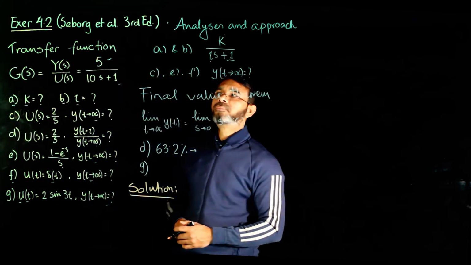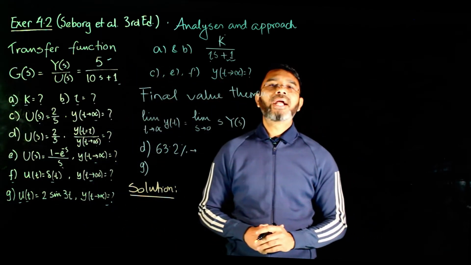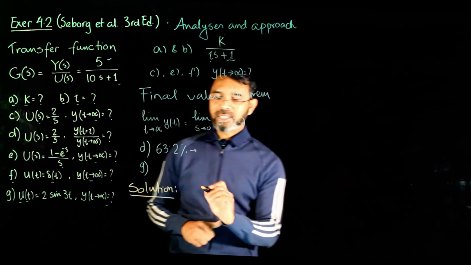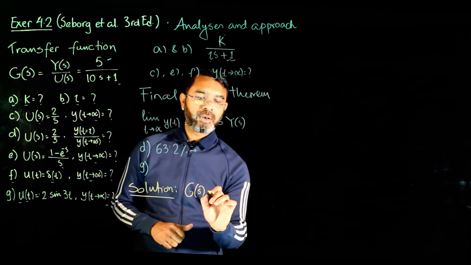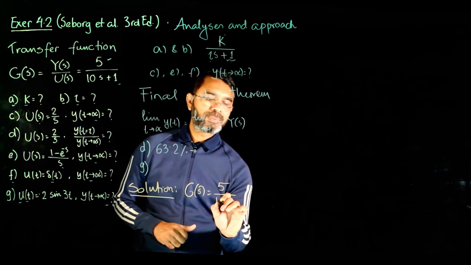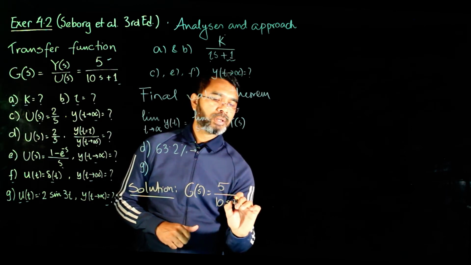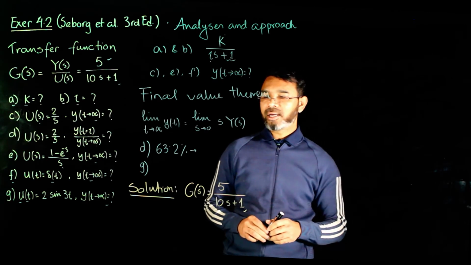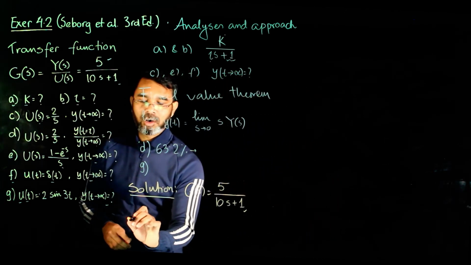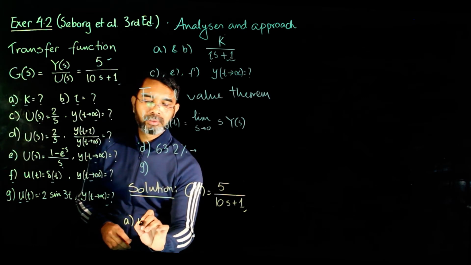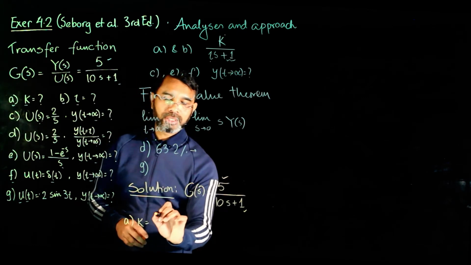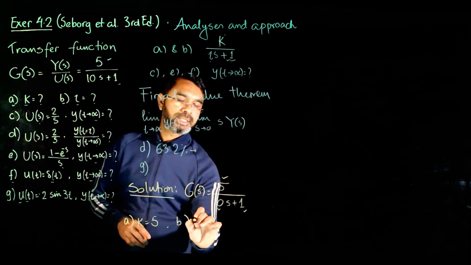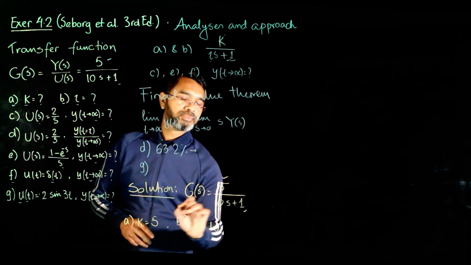For the first part, we need to write down the transfer function in its standard form. For our case, the transfer function is already given in the standard form, which is 5 over 10s plus 1. This term is already 1, so we don't need to standardize any further. Then we can find the value of K. K equals this number here, which is the gain. And what is the value of the time constant? The time constant is here, so tau equals 10. That's straightforward.